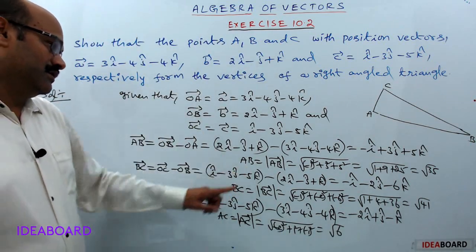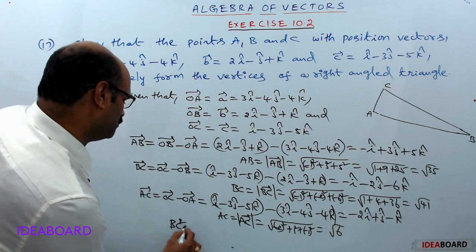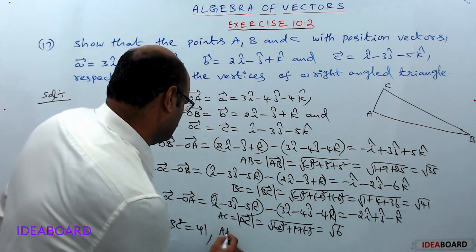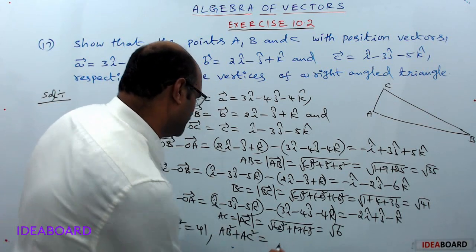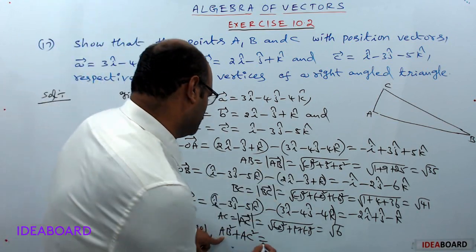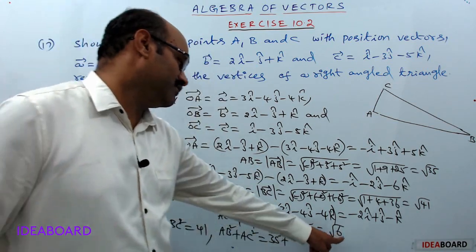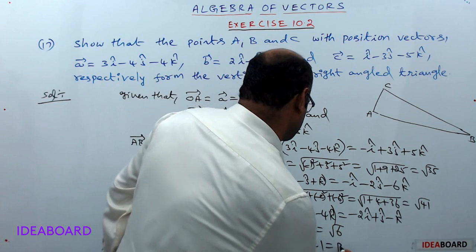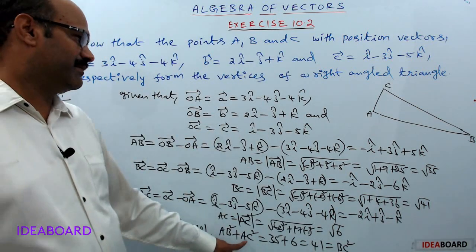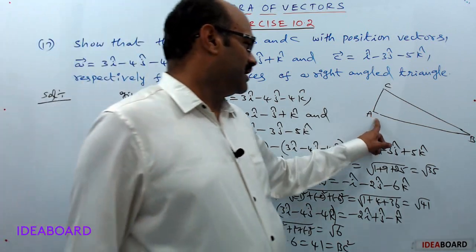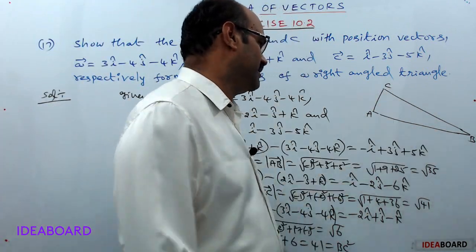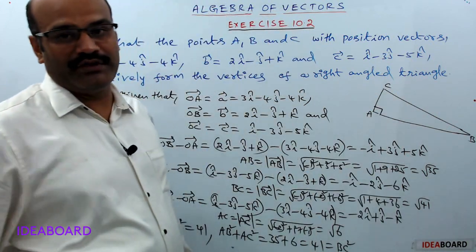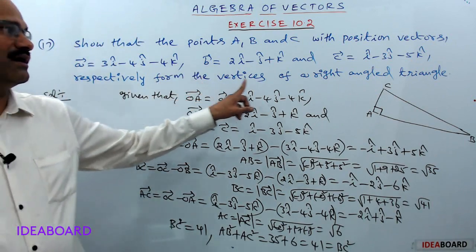Now BC square equals 41, AB square equals 35. AB square plus AC square equals root 35 whole square, 35, plus root 6 whole square, 6, equal to 41. So it equals BC square. So here we have AB square plus AC square equal to BC square. So angle A is a right angle. So we say that the given triangle ABC is a right angle triangle.